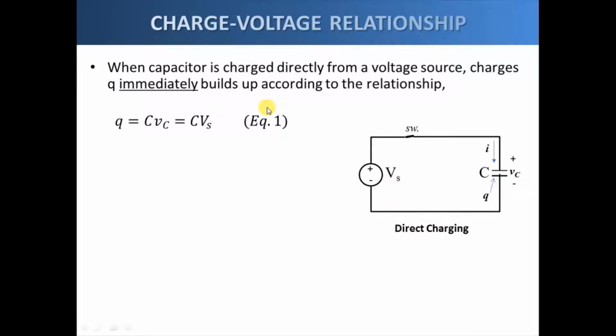Now, if we do this, the capacitor will actually charge immediately with Q equal to the relationship that we covered earlier, which is C times the voltage applied to the capacitor. Since V sub C is equal to V sub S, we have the Q stored in the capacitor as C V sub S.